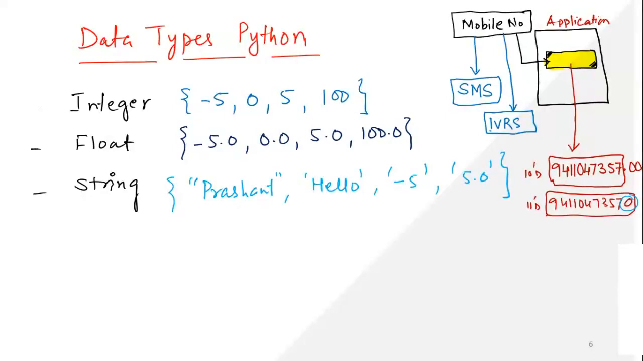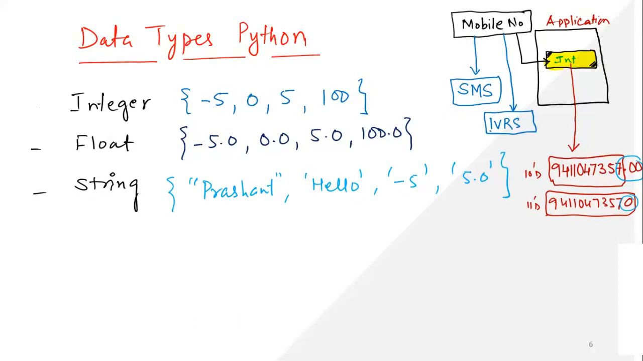So we can say that this can be ignored, and this 0.00 can also be ignored. And sometimes when you are entering a dot, let's say 9411047357 then a dot, it is not accepted in the form or the application. Why is it not accepting? Because in the coding, what we have provided is that the number entered here should be an integer. So this is the importance of data types used in Python.